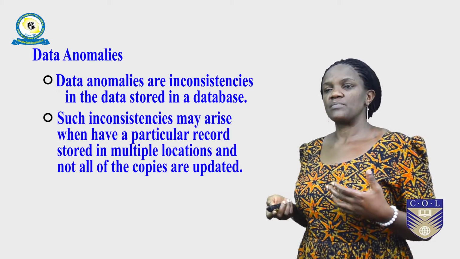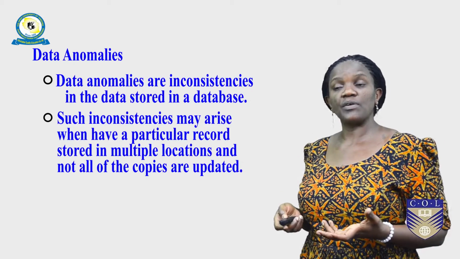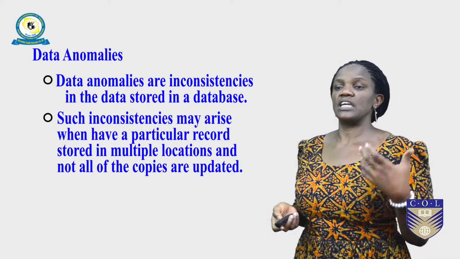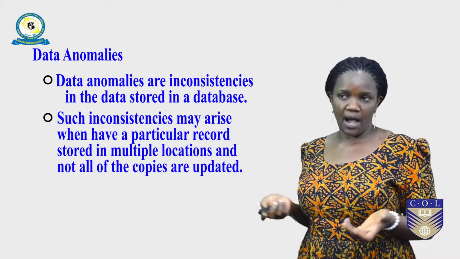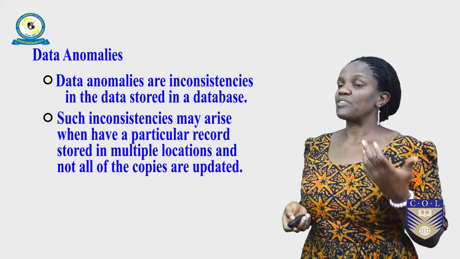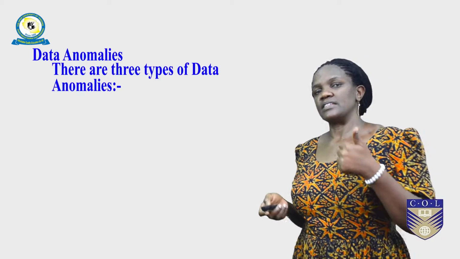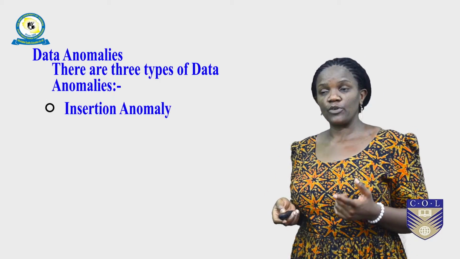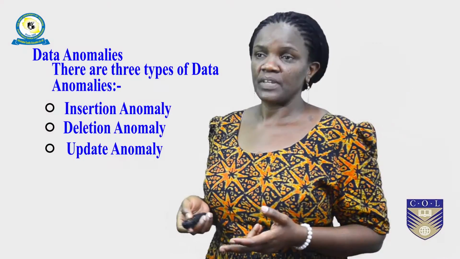Such inconsistencies may arise when we have a particular record stored in multiple locations and not all of the copies are updated. There are three types of data anomalies: insertion anomaly, deletion anomaly, and update anomaly. Now, let us look at insertion anomaly. An insertion anomaly occurs when you're inserting inconsistent information into a database table or relation. This occurs when certain attributes cannot be inserted without the presence of other attributes.